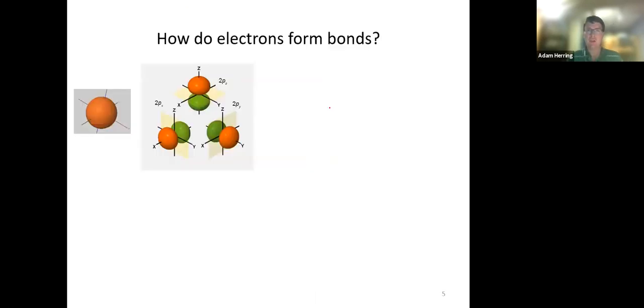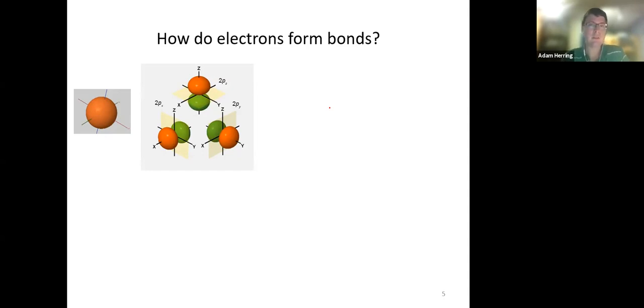Let's now turn our attention to the formation of bonds and how elements form bonds with each other. So what is it that happens in order to form a bond? We talked about how electrons behave as waves, and therefore we describe their location and energies using atomic orbitals. We talked about s orbitals and p orbitals, d orbitals and f orbitals.